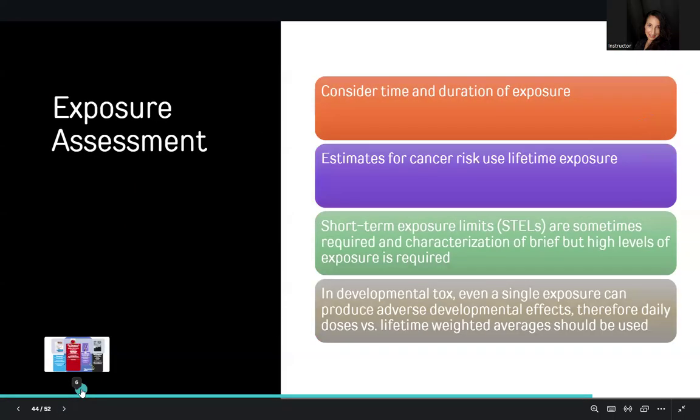Additional considerations for exposure assessments include how time and duration of exposures are evaluated in risk assessments. In general, estimates for cancer risk use averages over a lifetime. In a few cases, short-term exposure limits, or STELs, are required, and characterization of brief but high levels of exposure is required. In these cases, exposures are not averaged over a lifetime. With developmental toxicity, a single exposure can be sufficient to produce an adverse developmental effect. Thus, daily doses rather than lifetime weighted averages are used.